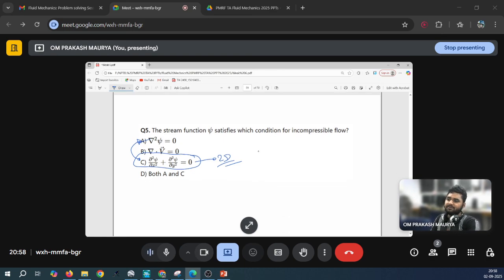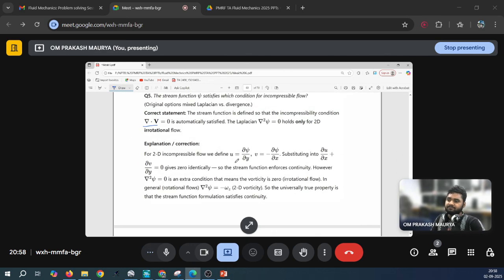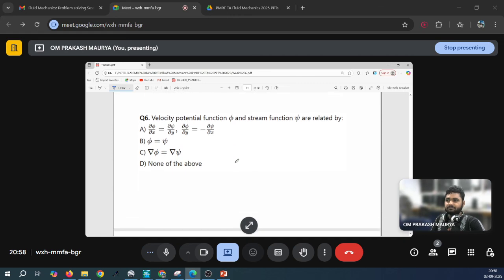Because del square means this: del square psi by del x square plus del square psi by del y square is equal to 0. This is the same. Both A and C will be correct. Option C. Question number 6.